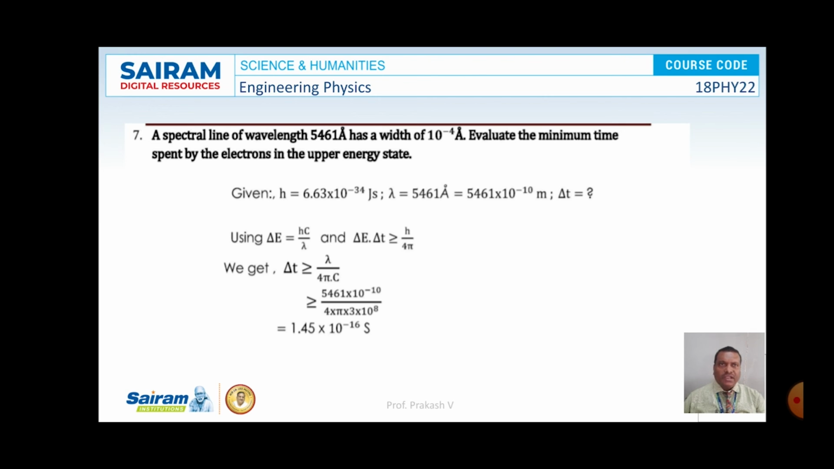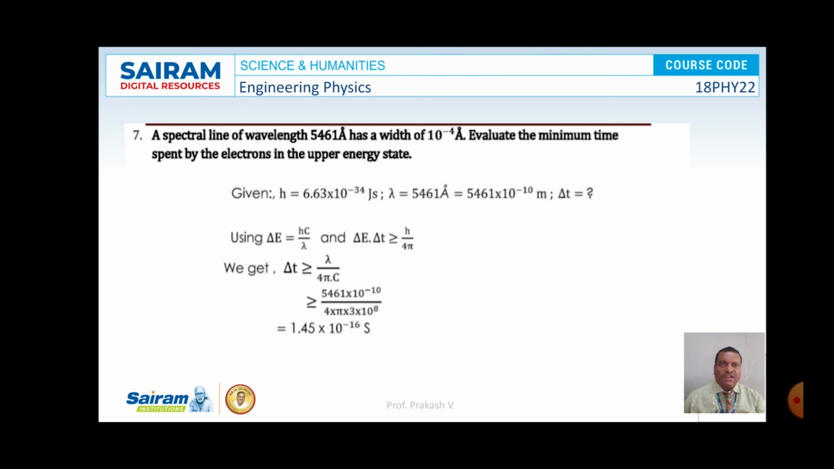A spectral line of wavelength 5461 angstrom has a width of 10 to the power minus 4 angstrom. Evaluate the minimum time spent by the electrons in the upper energy state. Here h is 6.63 into 10 to the power minus 34 joule second, and lambda is 5461 angstrom. And what is the value of delta T here?